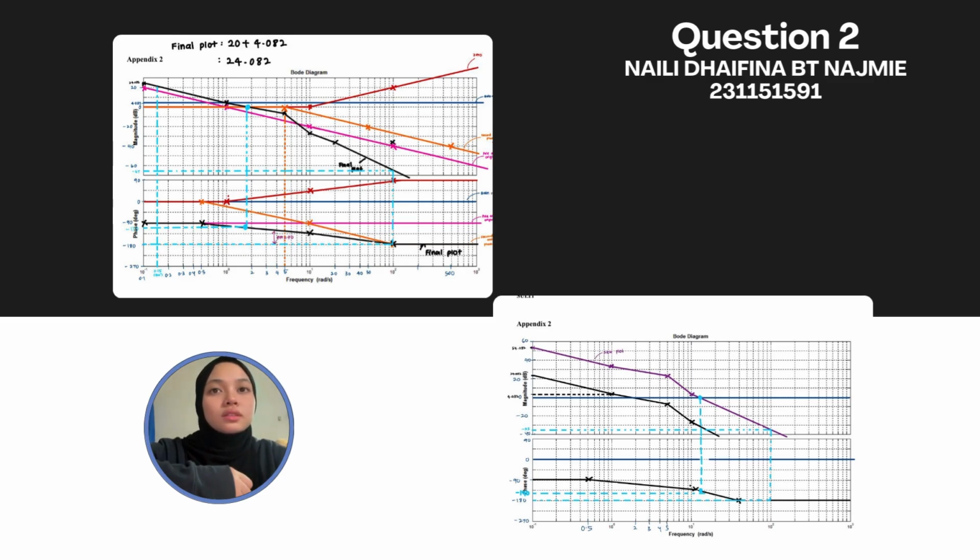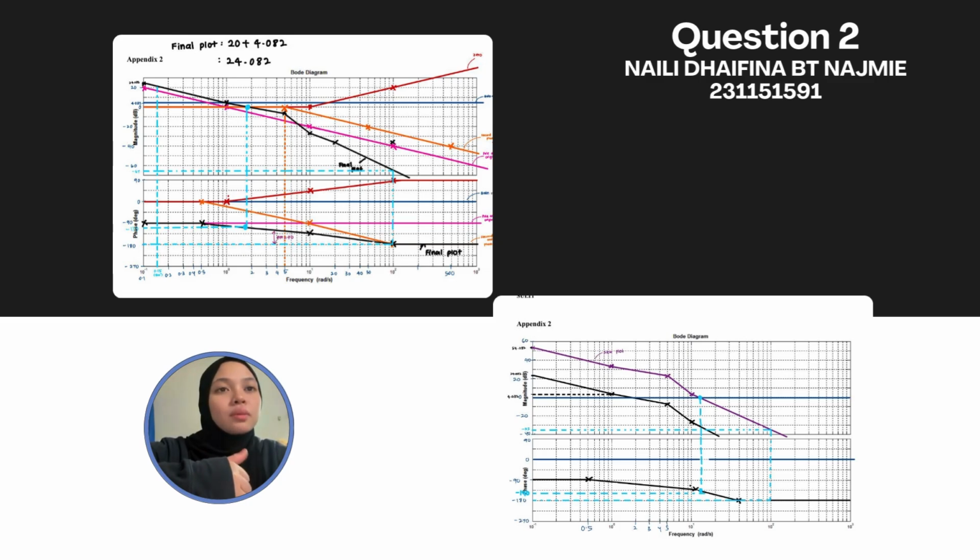And then at 5 radian per second, the second order poles reduce the slope by another 40 dB per decade, giving a total slope of minus 60 dB per decade. And then at 10 radian per second, the zero increases the slope by 20 dB per decade. So the final slope becomes minus 40 dB per decade.